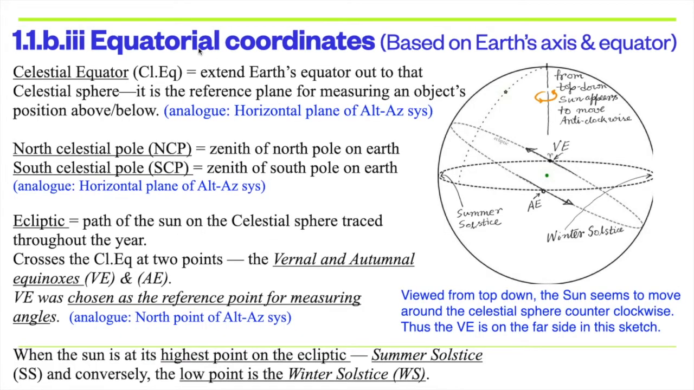So let us now move over to the equatorial coordinate system. This is based on Earth's axis of rotation and Earth's equator. What we do here is we extend Earth's equator out to the celestial sphere, and it is the reference plane for measuring an object's position above or below. That is, this equator on the celestial sphere, or celestial equator, gives you the equivalent of the xy plane of the spherical polar coordinate. This is of course a great circle. So the north celestial pole and south celestial pole are nothing but projections of our north pole and south pole of Earth. So we can say that these are the zenith of the north pole and the zenith of the south pole. Notice that it is not the nadir of the south pole.